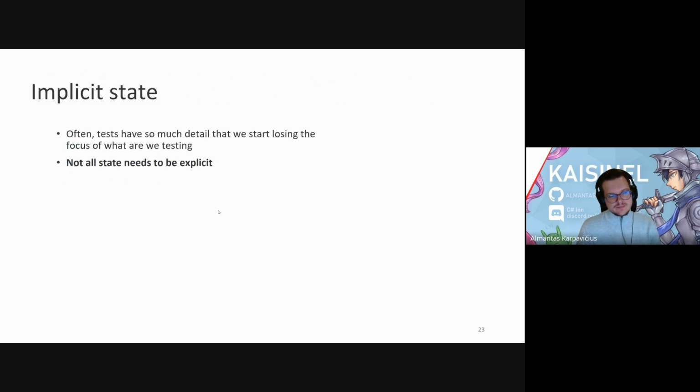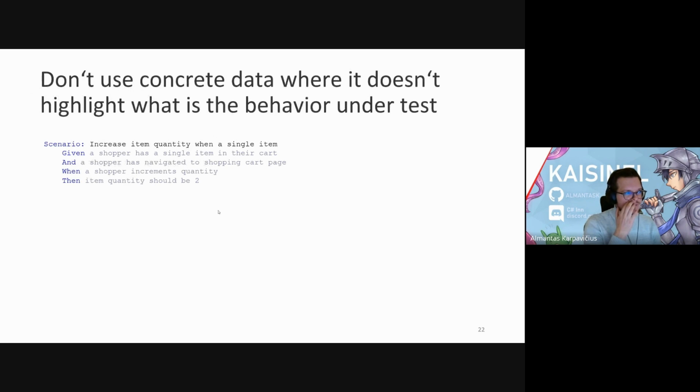Not all state needs to be explicit. And coming back to this one, what do you think, what could you imply when testing a shopping cart page, the item quantity change in the shopping cart page? What detail could you imply? Like, what's redundant, maybe a little bit? So I have a suggestion.